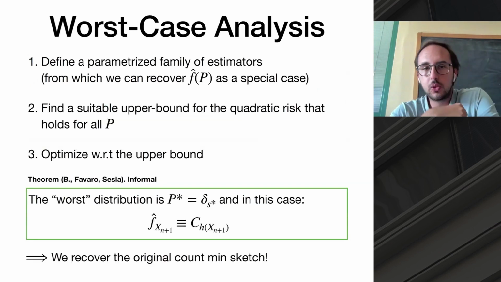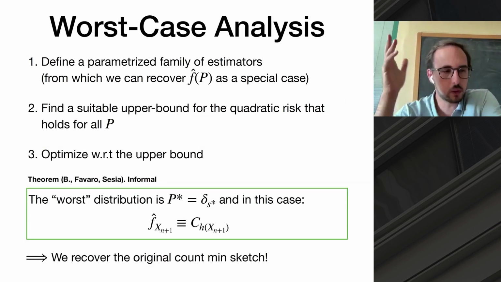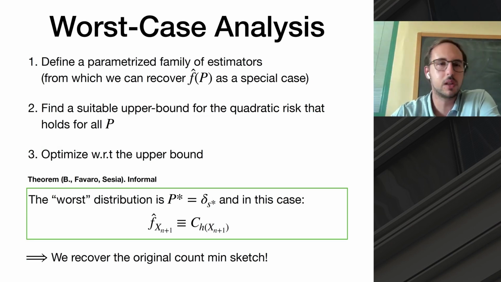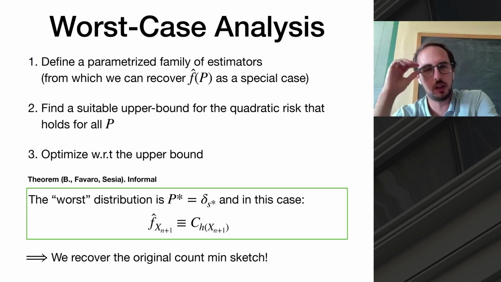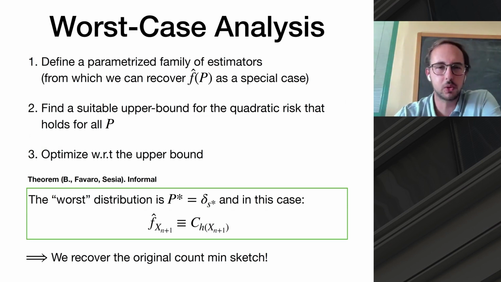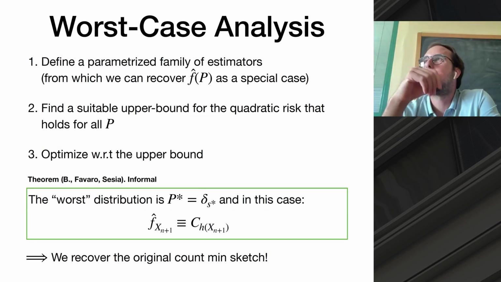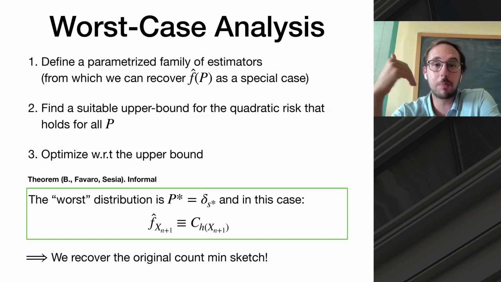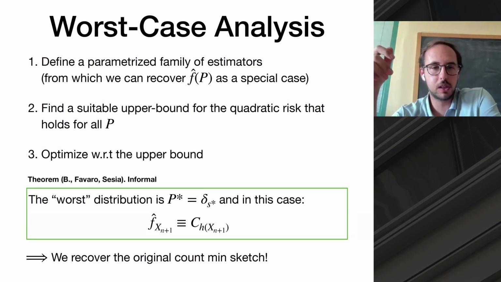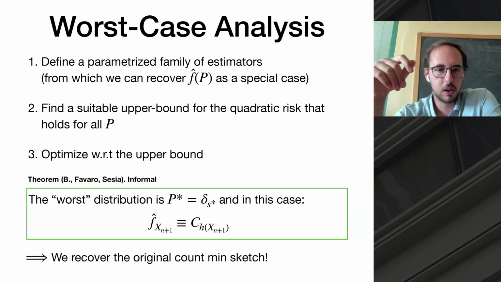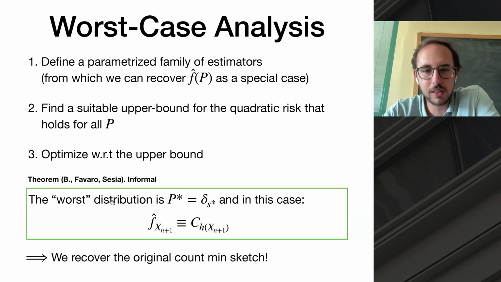So the first thing that we tried to do was a worst case analysis. Without going into too much detail, the worst case analysis defines a parameterized family of estimators, and then finds a suitable upper bound for a risk that holds for all the distributions in a certain class, and then finds the best estimator that minimizes this upper bound on the risk. And the result that we obtain is a rather discouraging one, meaning that the estimator that we obtain is equivalent to the one of the count mean sketch algorithm.